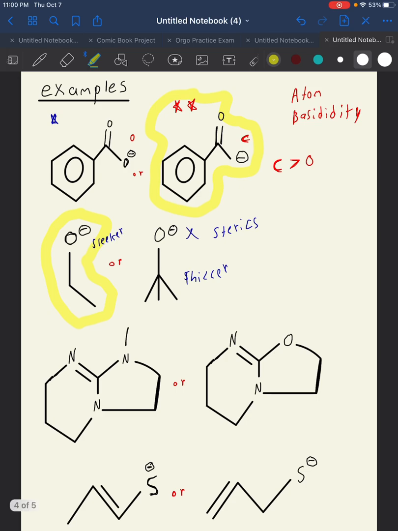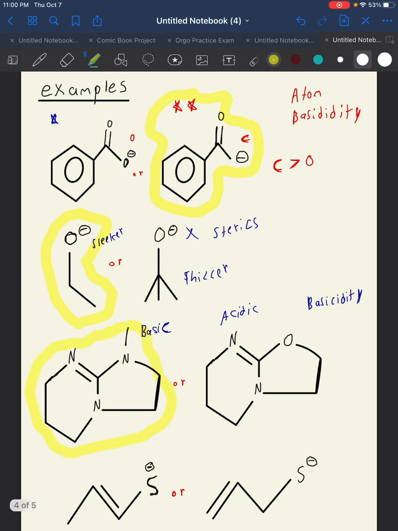Next example. This one, there's no negative charge, so we don't really know where the nucleophilicity is on this molecule, but we can determine which molecule is more nucleophilic via basicity. Got it this time. Spelled it right. Basicity. So, which of these molecules is more basic? Well, we know this is more basic than this. This is more acidic. So, with that being said, this is your better nucleophile.